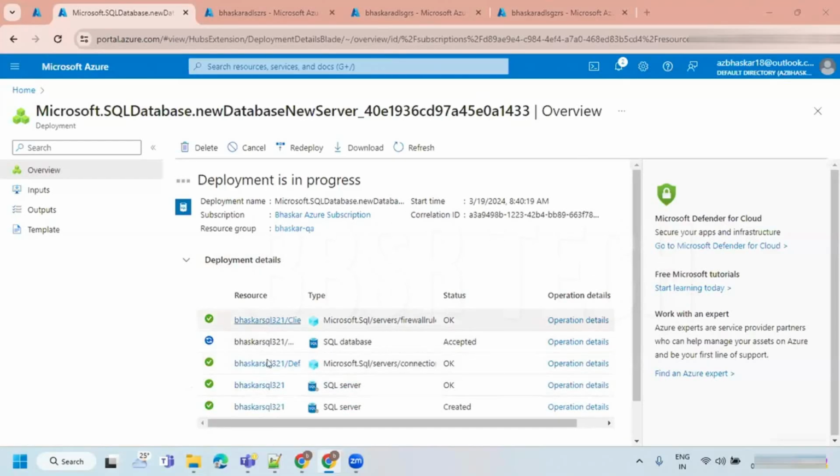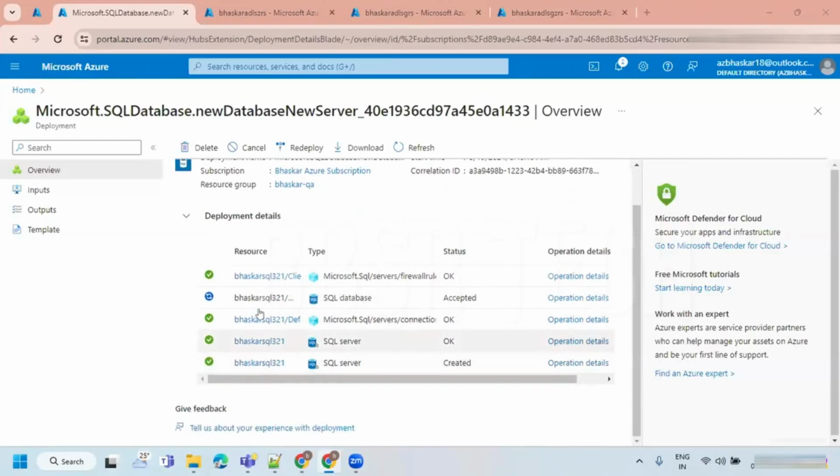Behind the scenes, everything is getting created automatically. But if you wanted to do this kind of thing on-prem, to set up a SQL server on-prem, it is going to take a much longer time. Because of that, most of the companies are looking forward to the cloud.